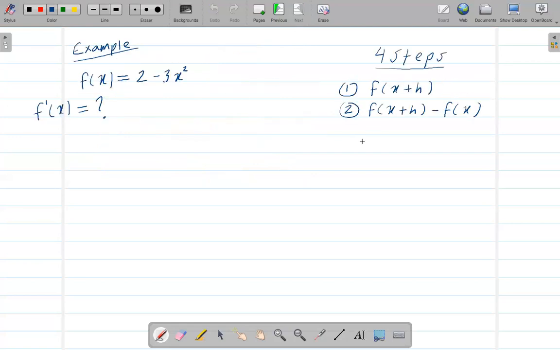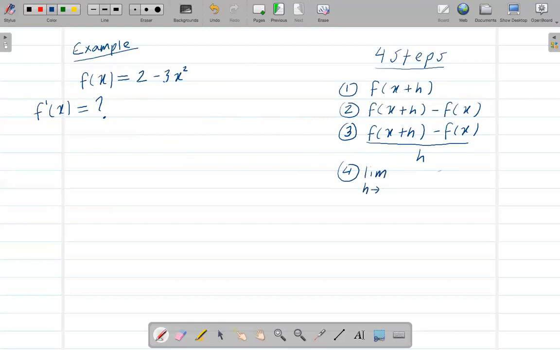Okay, so now the third one here is f of x plus h minus f of x over h. And the fourth one is taking the limit of this whole thing, right? So the limit where h goes to 0 of f of x plus h minus f of x over h. All right, so to find the derivative, follow these 4 steps.